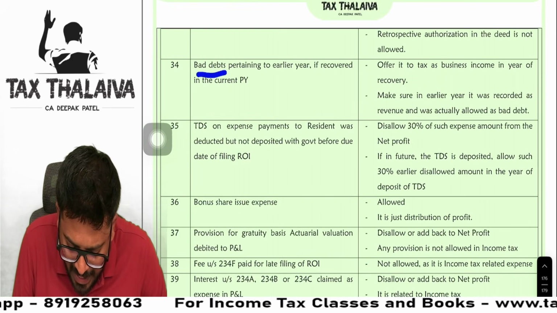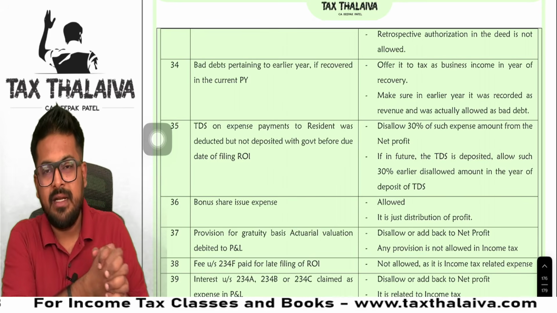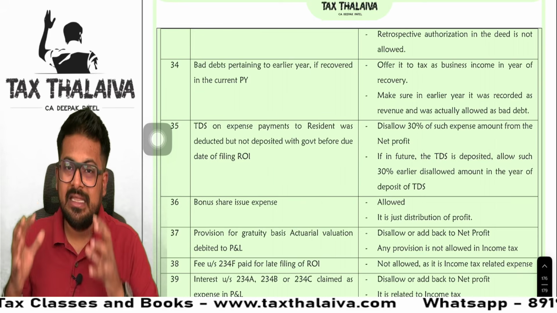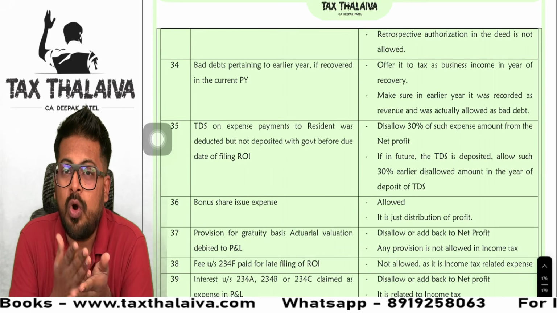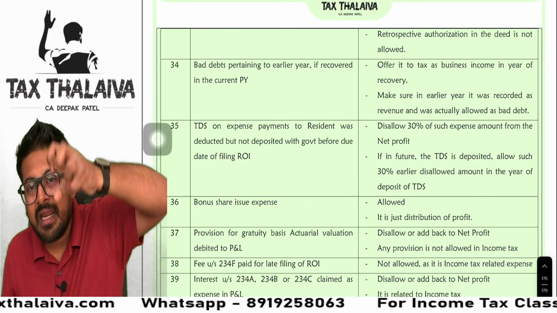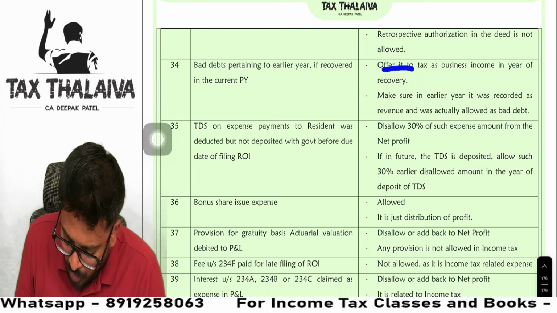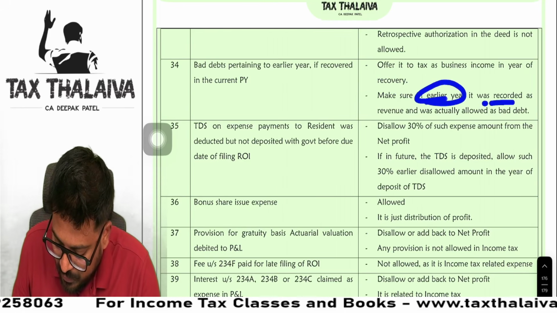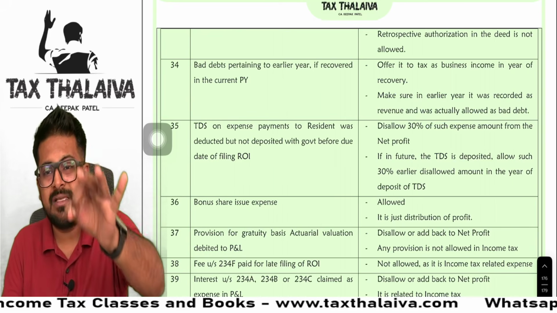Next, bad debts pertaining to earlier year if recovered in current previous year. In an earlier year there were bad debts. If it was allowed as a deduction in the earlier years because it was an actual bad debt, then in this year you have to offer that income to tax, guys, because you already claimed bad debts earlier. Now you have recovered the bad debts, so it has to be offered to tax, and you will add it to the net profit. Offer it to tax as business income in the year of recovery, but make sure that in the earlier year it was recorded as a revenue expense and was actually allowed as a bad debt.